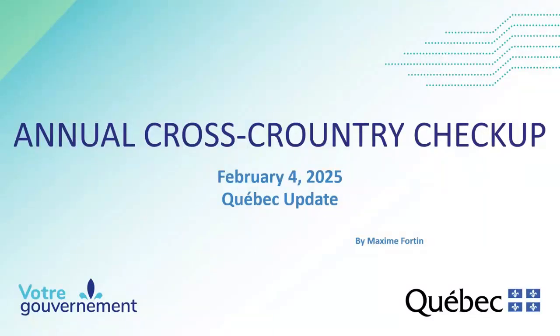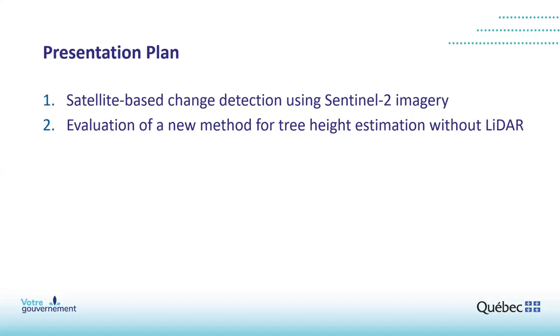All right, hi everyone. I'm a forest engineer who works at the government of Quebec. I'm responsible for the photo interpretation team and also the imagery team. This presentation is structured in two main parts. First, I will present a satellite-based approach for detecting forest change using Sentinel-2 imagery. This part is focused on identifying spatial and temporal change in forest cover and condition using multi-temporal satellite data.